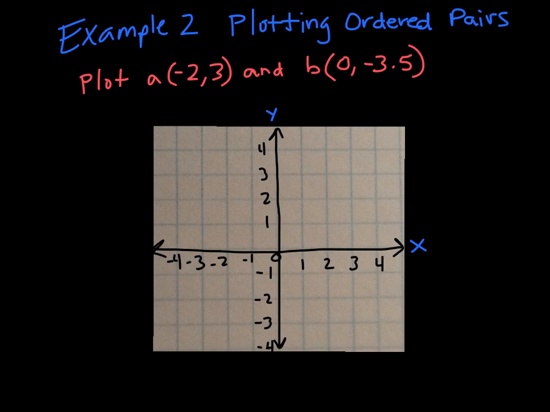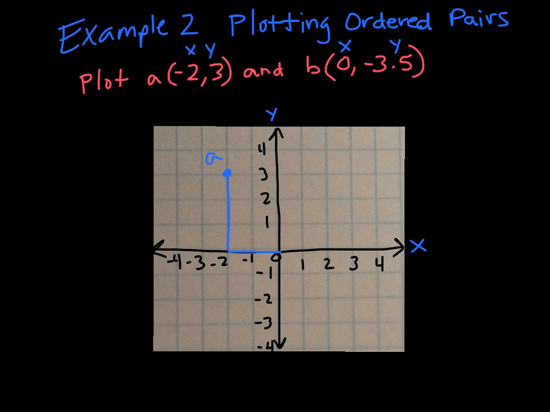So now I'm going to start with A, where it says -2, 3. So I'm going to start with my x-axis, because this is our x, this is our y. And I'm going to go -2, which would be to the left, and then I'm going to go +3, which would put me in the up direction. So this is where I would plot A.